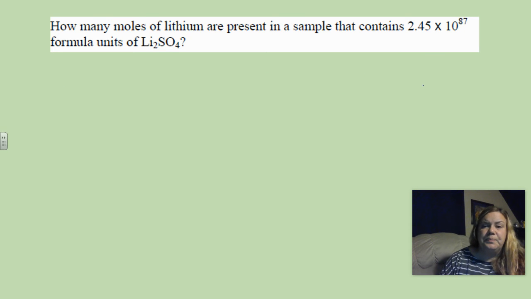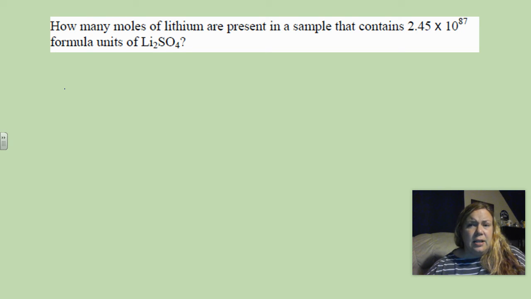Let's go to the next one. This one's a little bit different, and it should look relatively familiar because we have done this one similar before. We want to know how many moles of lithium are present in a sample that contains 2.45 times 10 to the 87. That is a monstrosity of a number, and that's formula units. Now, formula units may as well be thought of as compounds. Just say I have this many compounds of lithium sulfate. So we want to get to moles, but not just moles of lithium sulfate. We need moles of lithium.